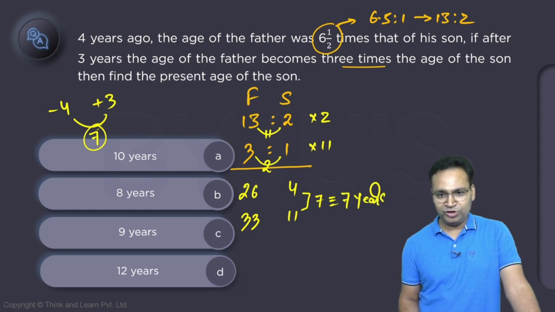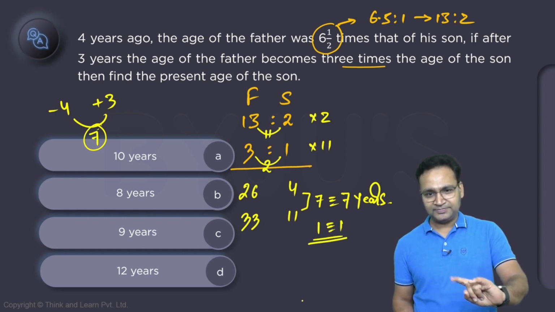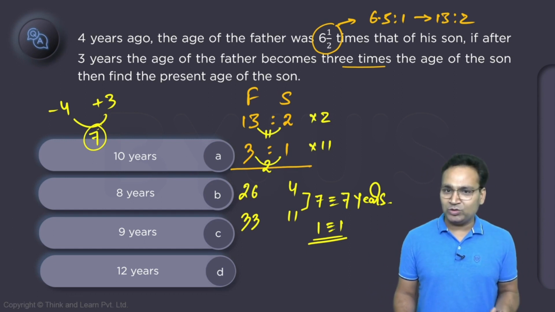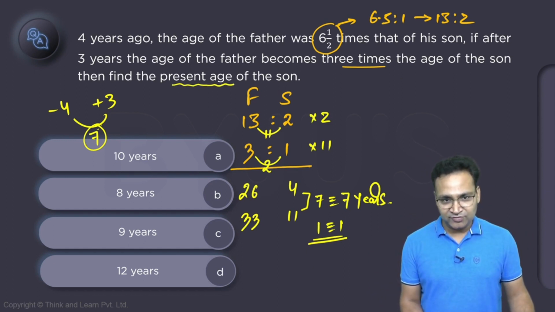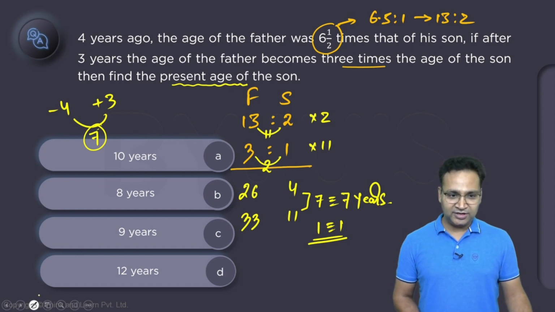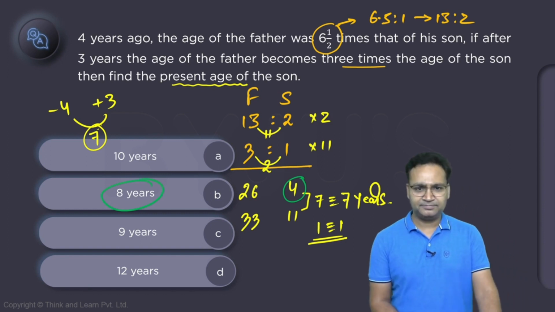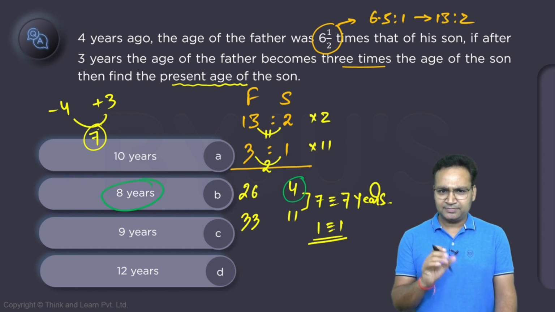So we are in the good news now. If 7 is equal to 7, 1 is equal to 1. Right? That means 26 and 4 are the actual ages. Clear? Find the present age of the son. The age of the son was 4 years, 4 years ago. So the present age of the son is 8 years. This can be done, guys, without getting into equations. Age difference method.